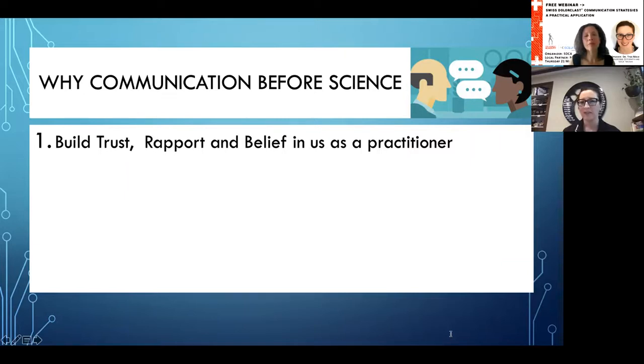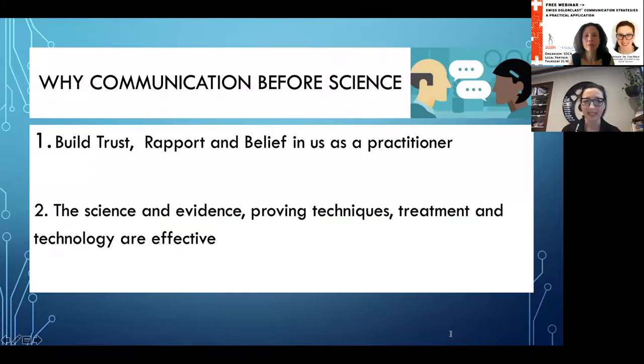So we have to really work on building that connection with our patients, and that comes down to how we sell ourselves as a practitioner and the way we present ourselves. And then secondly, the science, the evidence, proving our techniques are good, our treatment is good, our technology is effective. That's very easy because we've got proof of all that. We need to, but we don't have proof that we're a good person.